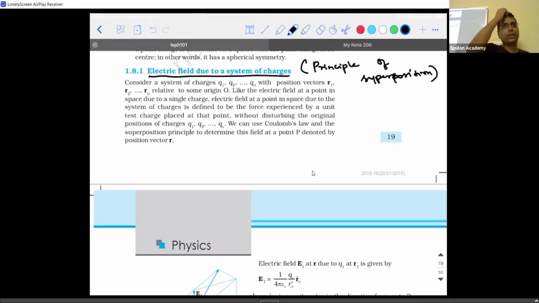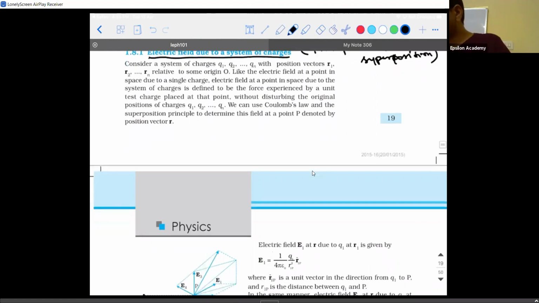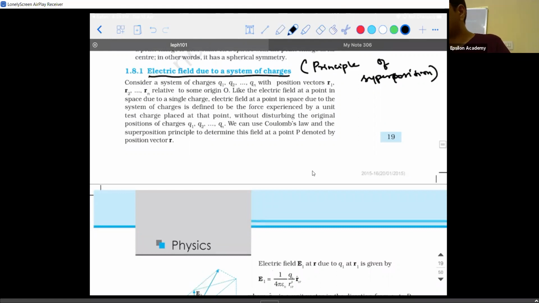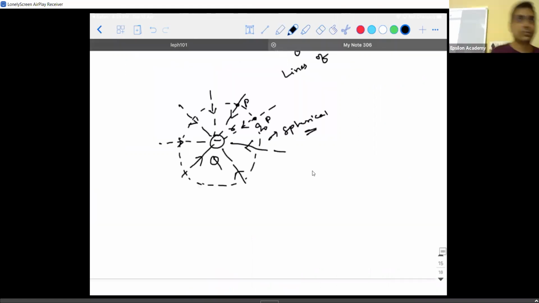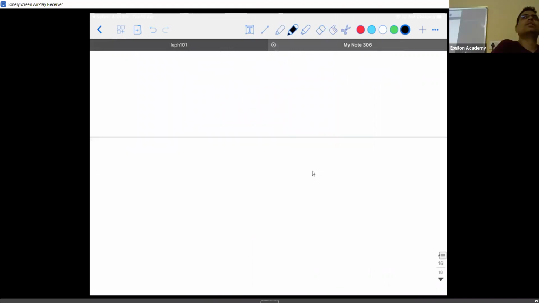That is, if you want to find the electric field due to n charges present in a system, what method are you going to follow? You are going to add all of them using vectors or algebra. Principle of superposition mainly speaks only about vectors. Okay, so that's the definition. So write down the heading as electric field due to system of charges.